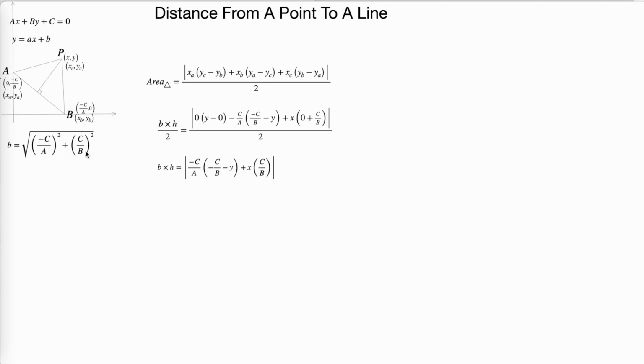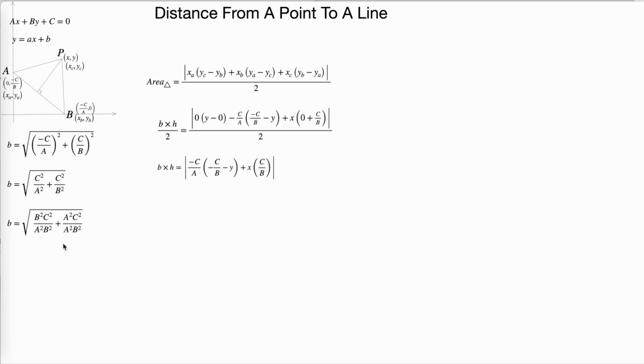The delta y is the yb, which is 0, take away negative c over b, which is plus c over b all squared, which gives us the square root of c squared over a squared plus c squared over b squared. To get a common denominator, I'm going to multiply the top and bottom here by b squared. I have b squared times c squared over a squared b squared. Here I'm going to multiply the top and bottom by a squared. I have a squared c squared all over a squared b squared.